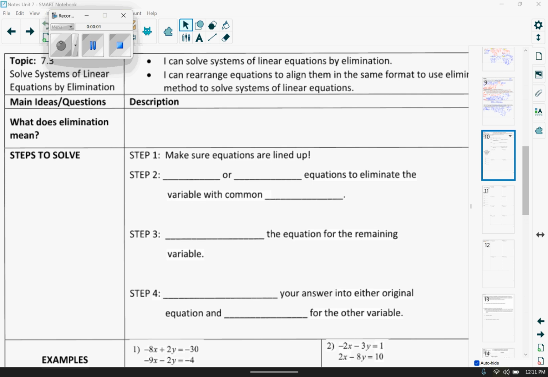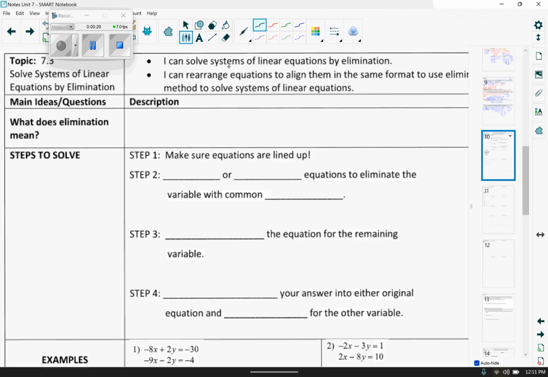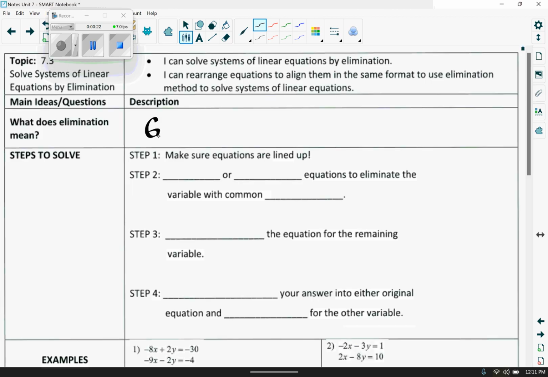Right, so we are in 7.3. This is our last way of solving systems of equations. It's going to be by elimination. And so when we're looking at elimination, let's first think about what the word elimination means. It means to eliminate, correct. So we're going to eliminate or get rid of something. So using the elimination method, we're going to be getting rid of something.